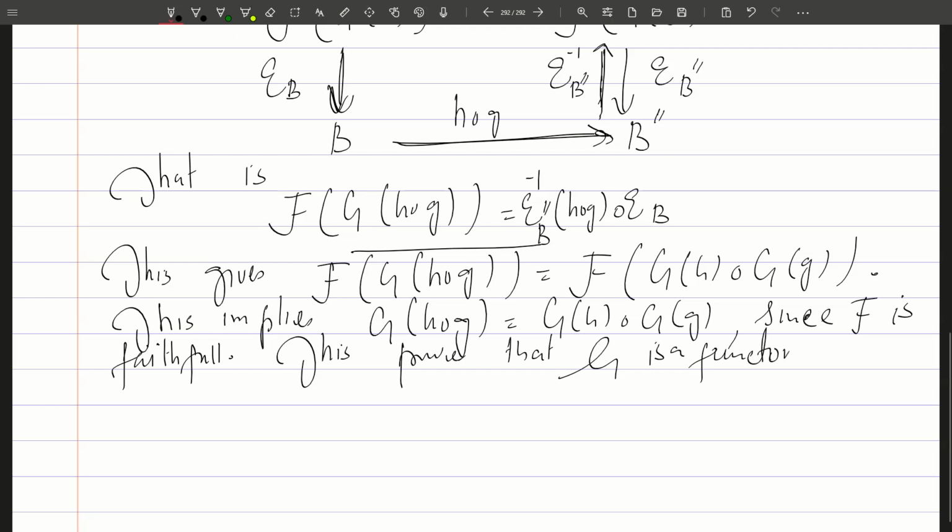So one should note here that we had to prove G is an equivalence. So we are done this far. We have proved G is a functor. Now it remains to prove G is full, faithful, and the isomorphism terms. So first we prove that G is full.